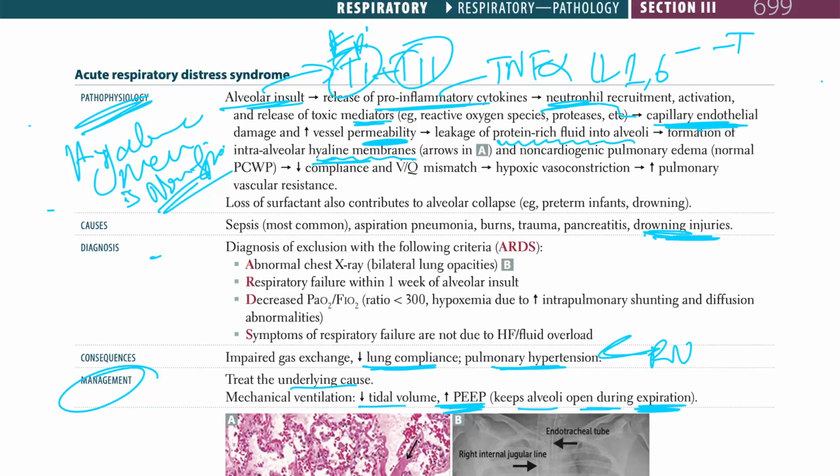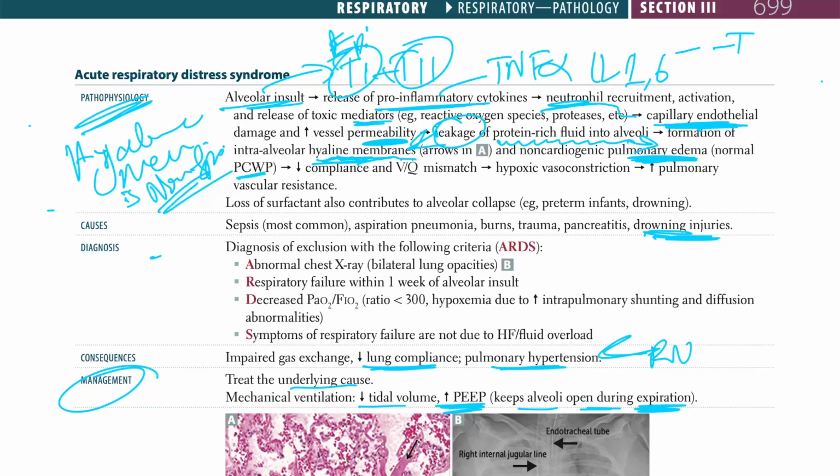Okay, and you will have not only hyaline membrane, but also non-cardiogenic pulmonary edema. Pulmonary edema, just remember that. Because of the leakage of all that fluid, it causes hyaline membrane and pulmonary edema. Makes sense? And it's non-cardiogenic because you have a normal PCWP, meaning it's not due to a cardiac cause.